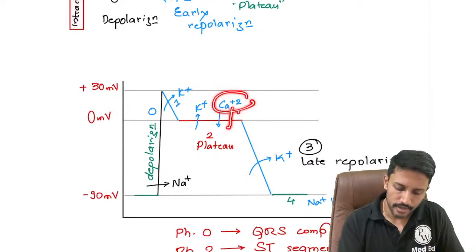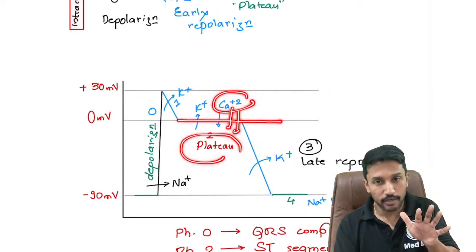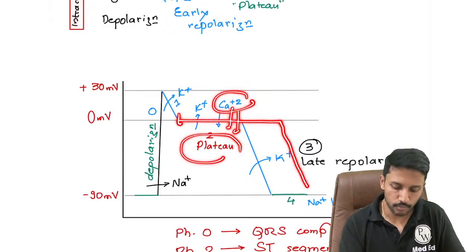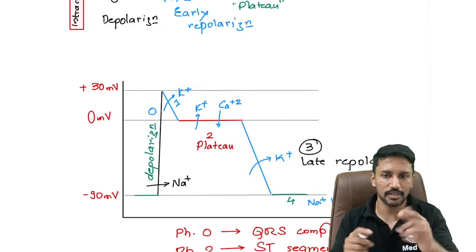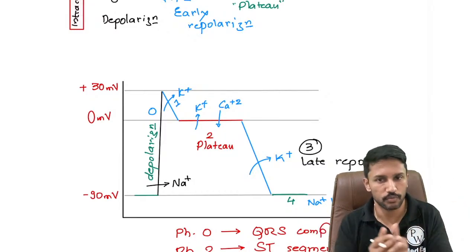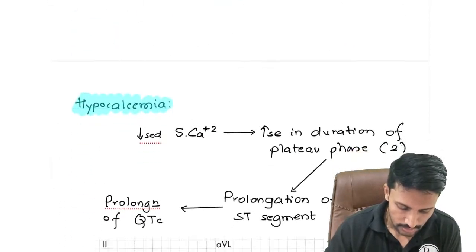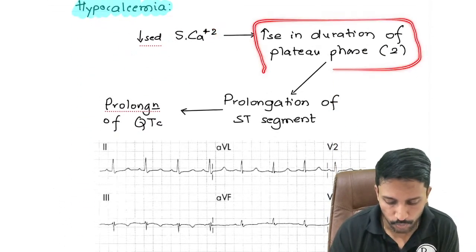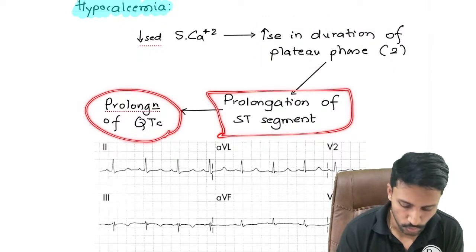So there is slow entry of calcium into the cell. So the plateau phase will remain in the plateau state for a longer period, and then the late repolarization will start. So there is prolongation of phase 2, that is the plateau phase. So with the prolongation, the ST segment becomes prolonged, and thus the corrected QT interval will also become prolonged. So in hypocalcemia, decreased serum calcium leads to increase in the duration of the plateau phase. That leads to prolongation of the ST segment and thus prolonged QT interval.